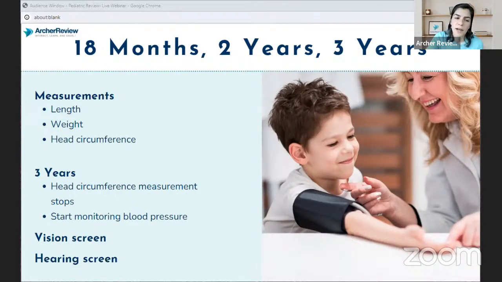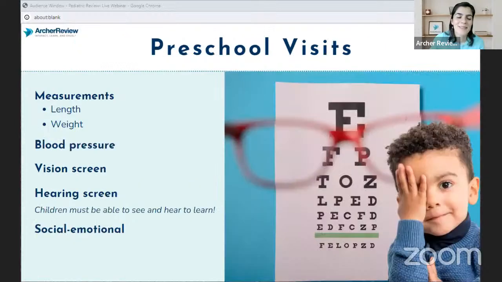We switch to the blood pressure, and we're definitely screening vision and hearing at these screening markers too, right? Around the 3-year visit. It's kind of hard to screen 18-month-olds and 2-year-olds on the hearing and the vision. But preschoolers, here's our cute little preschooler, definitely getting ready to frolic around with friends at school and extracurricular activities. So at this visit, yes, we're doing length, weight.